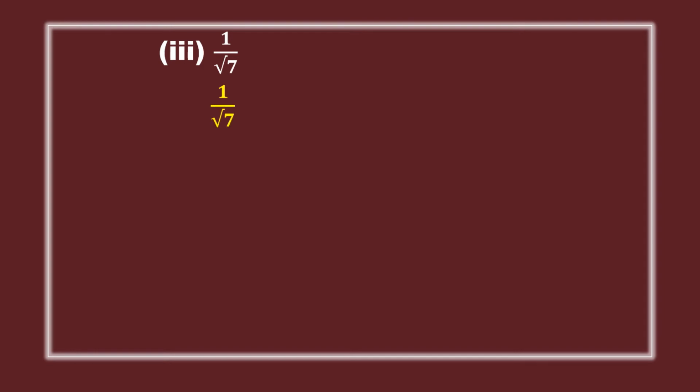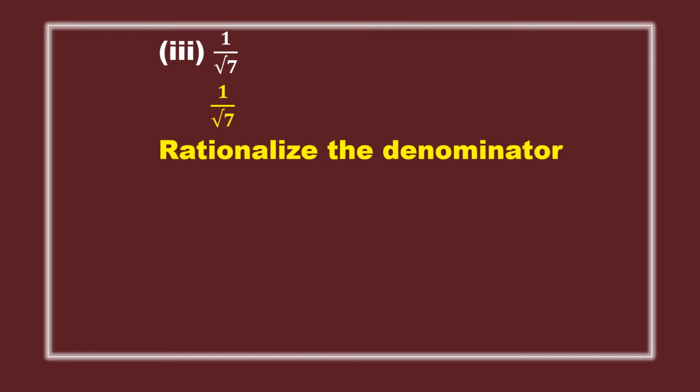Okay. So rationalize the denominator, means here we have root 7. So you multiply and divide by root 7. Okay. So here 1 into root 7 will give you root 7. And root 7 into root 7 is root 7 whole square. So square and root cancel. So you'll get root 7 by 7.